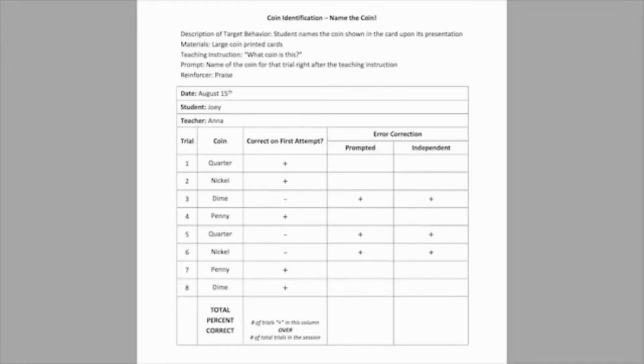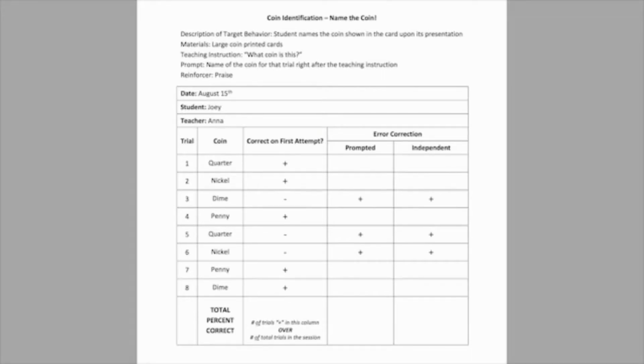Okay, let's take a look at the data sheet that's all filled in for this session. Let's first look back and see exactly how many trials Joey got right on the first attempt. Joey got 5 trials correct on the first attempt. And how many trials were there total in the session? There were 8 trials in this session.